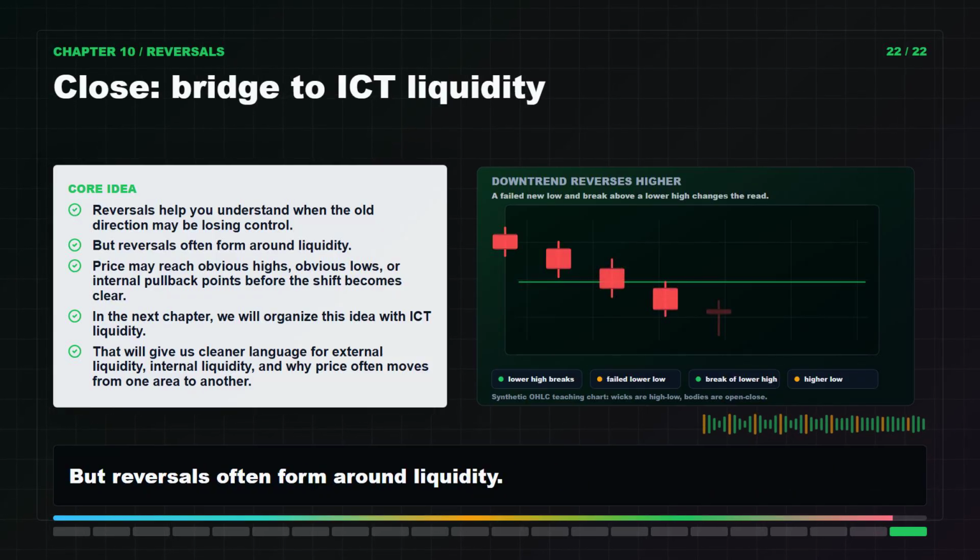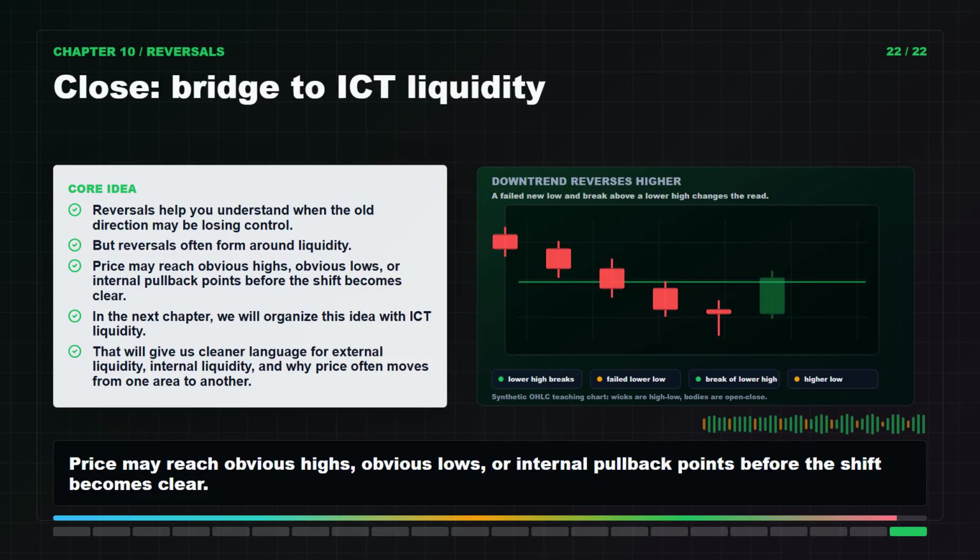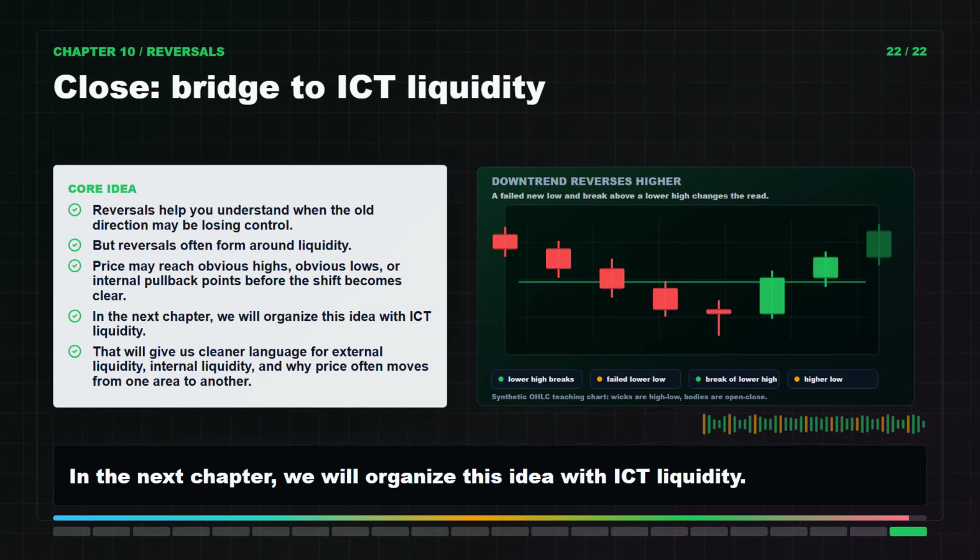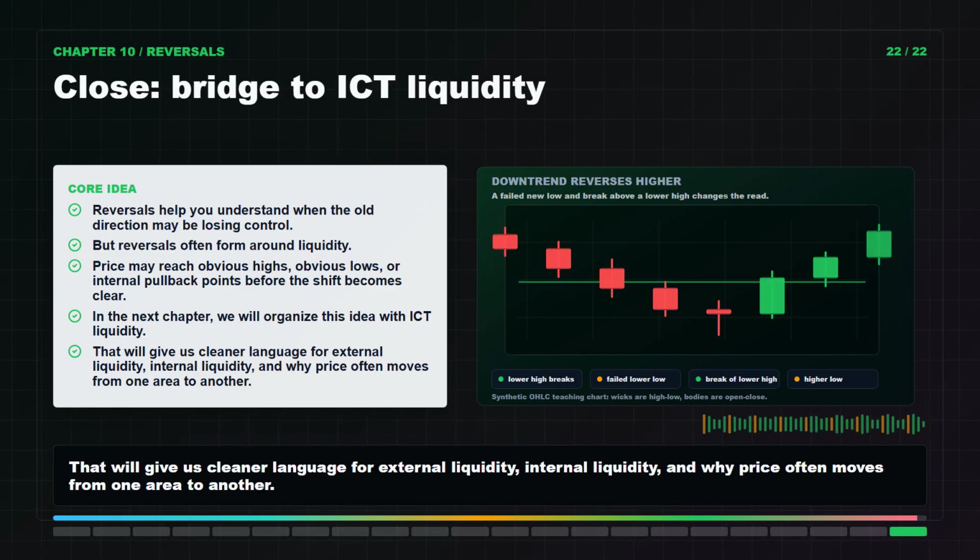But reversals often form around liquidity. Price may reach obvious highs, obvious lows, or internal pullback points before the shift becomes clear. In the next chapter, we will organize this idea with ICT liquidity. That will give us cleaner language for external liquidity, internal liquidity, and why price often moves from one area to another.